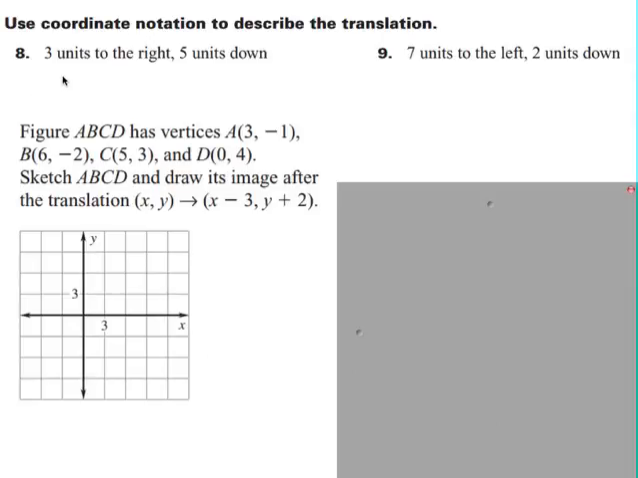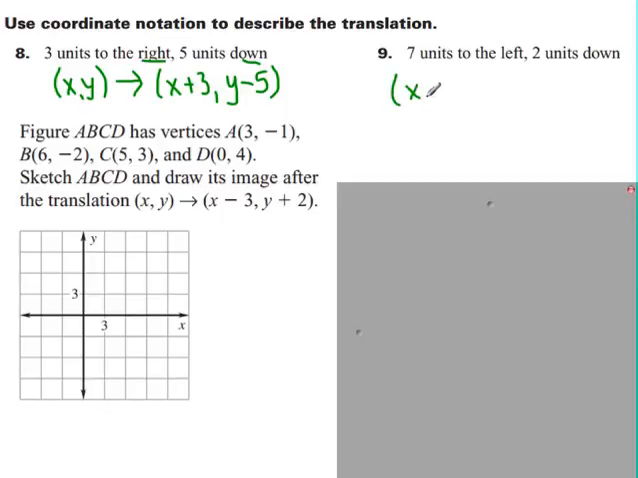So for instance, if we're going to go 3 units to the right, first off we have to note that we're going to start with x, y, whatever it's going to be. Generically, we'll use this translation symbol here, and we'll say that x moves to the right, so it's going to be plus 3, and then we're going to move down 5. So what happens to our y coordinate? We're going to subtract 5 from it. We're subtracting because it's moving down. We're adding the 3 because we're moving to the right.